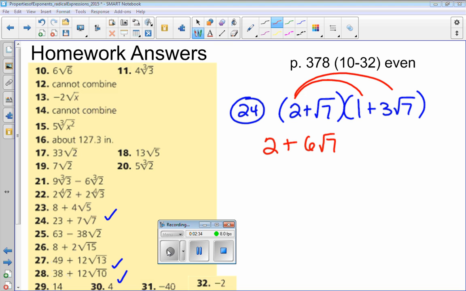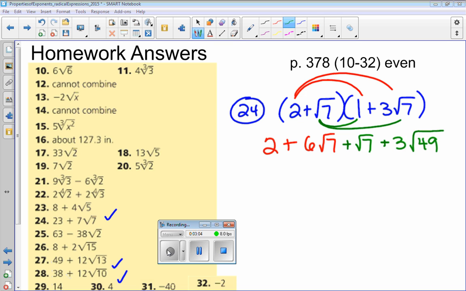All right, so now we're going to go ahead. I'm going to change color so you can see the different thing that I'm using. The square root of 7 times 1 is just the square root of 7. And the square root of 7 times 3 square roots of 7: I multiply the numbers in front, so 1 times 3 is 3, and radical 7 times radical 7 is radical 49. So when I multiply radicals, I multiply both the numbers in front and the numbers underneath.